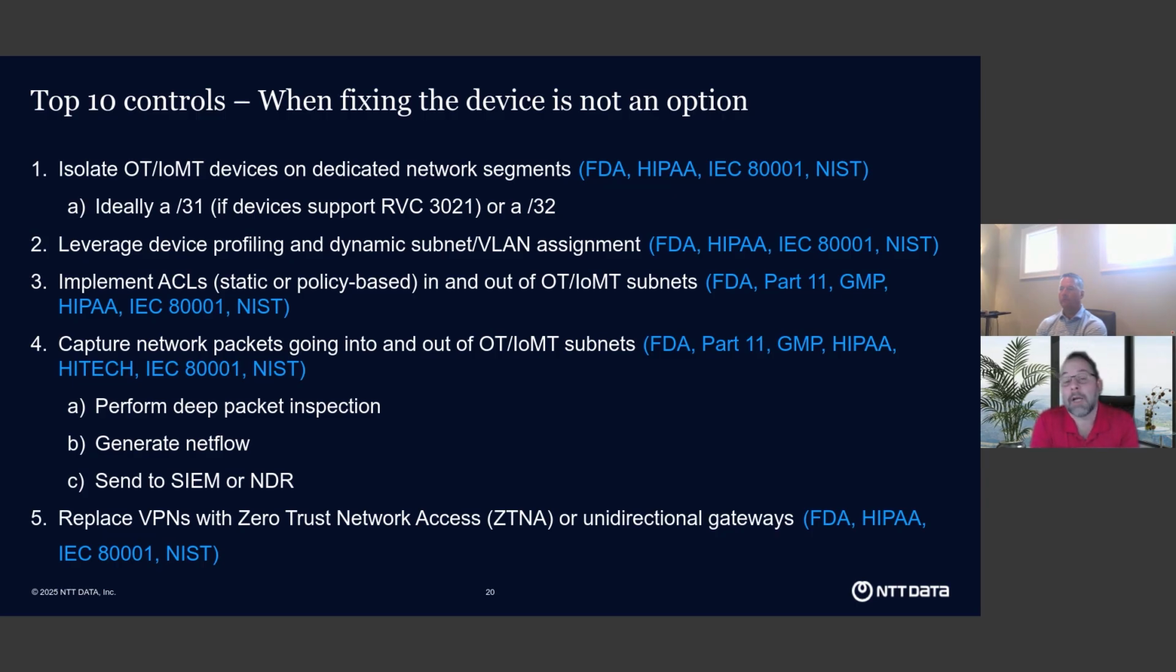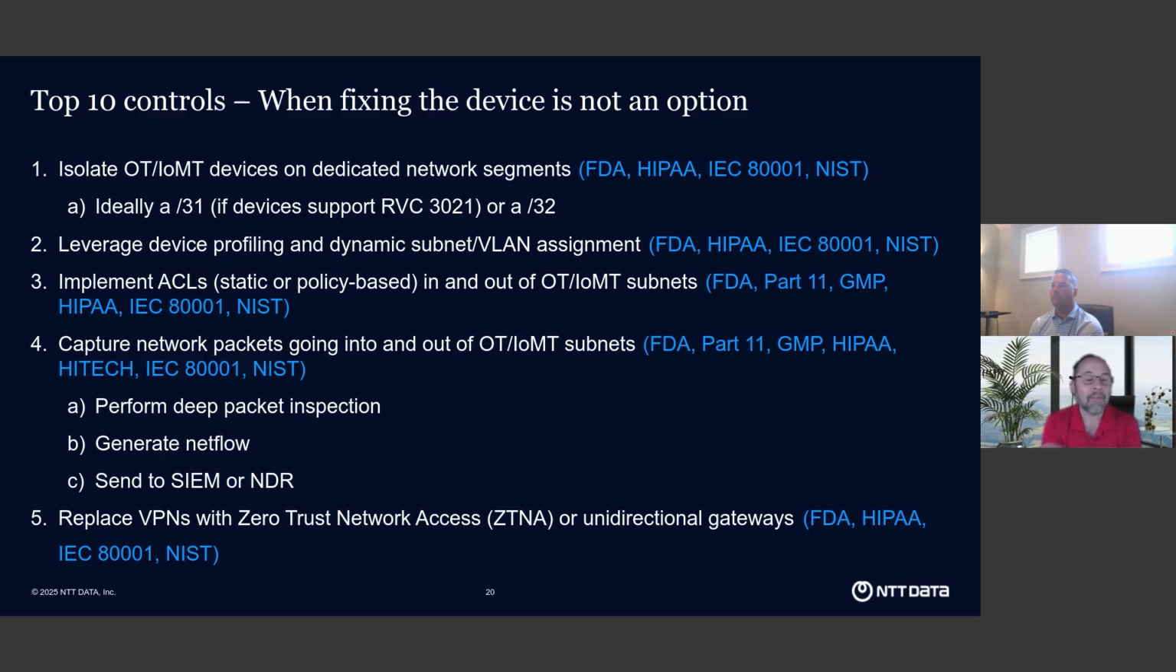Another area is monitoring, right? There are a lot of connected devices that don't have very robust capabilities in terms of generating logs. So let's see if we can do some packet capture of the packets going into and or out of those Internet of Things or Internet of Medical Things, operational technology subnets. So you have that visibility where you can do things like deep packet inspection, where you can generate NetFlow data, or just send that to your SIEM or your NDR.